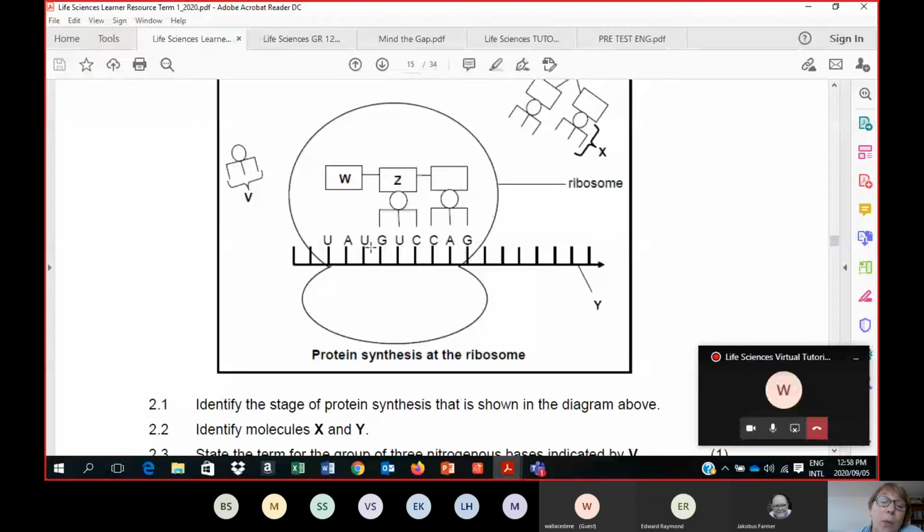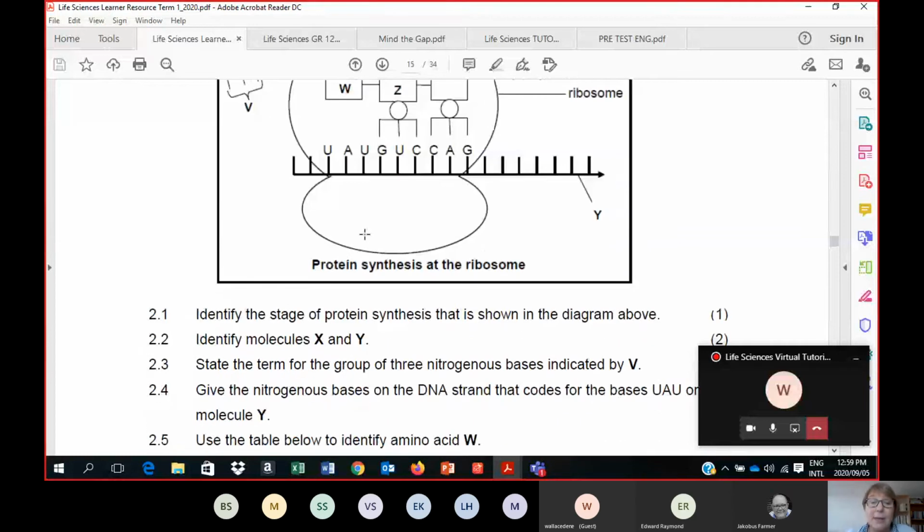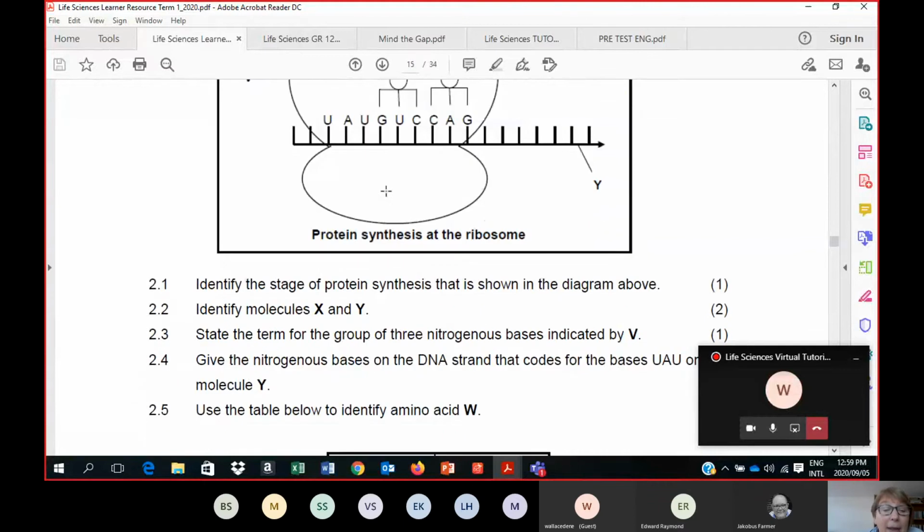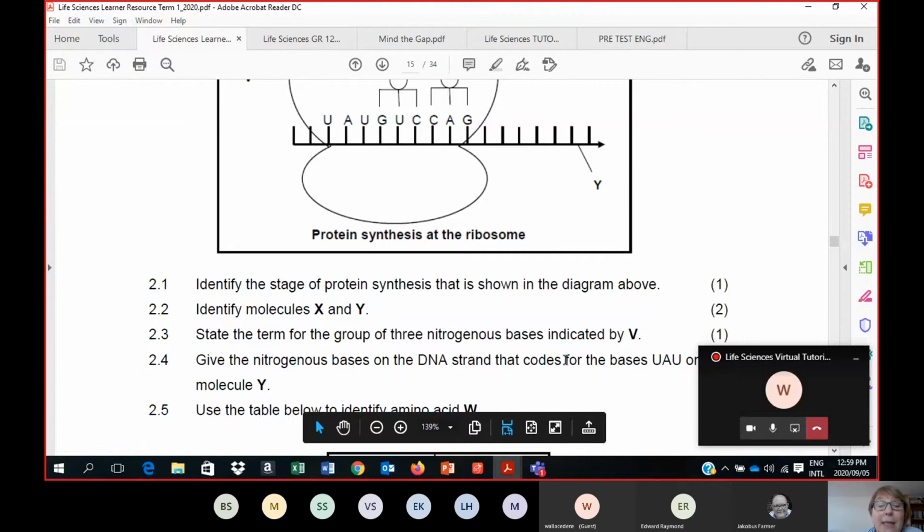So now we are working backwards. On the DNA molecule, opposite U, you will obviously find adenine, because remember, the messenger RNA doesn't have thymine, it's got uracil in its place. So opposite U, you would find adenine, opposite adenine, you would find thymine, and opposite uracil, you would once again find adenine. So your answer there then is ACA. And then the next question is, use the table below to identify amino acid W.